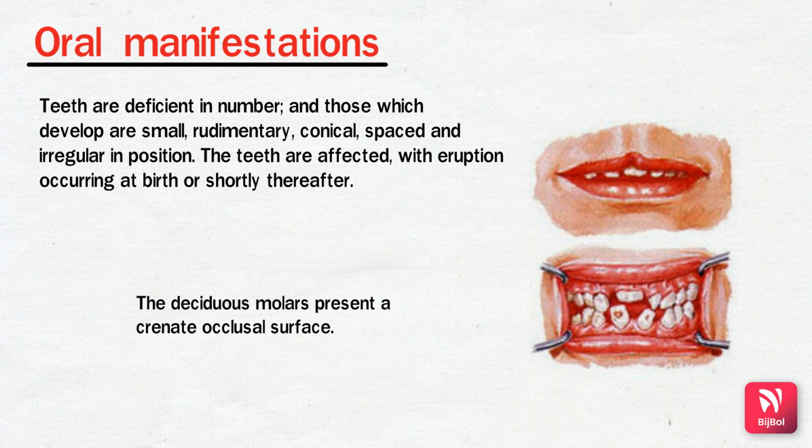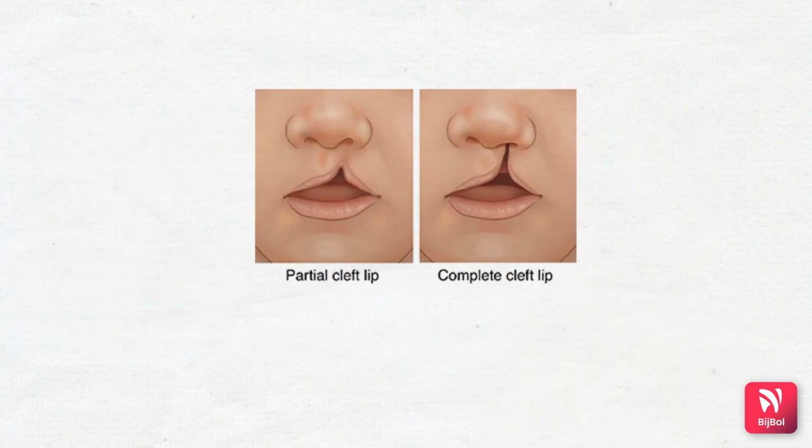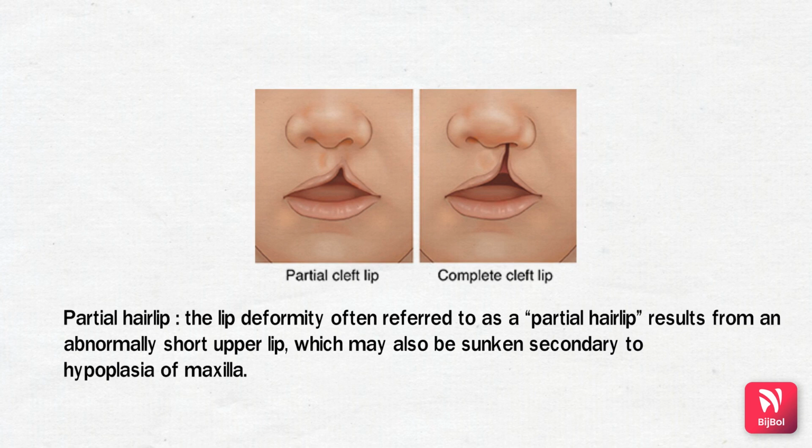There will be presence of a partial cleft lip or a hair lip. The lip deformity, often referred to as a partial hair lip, results from an abnormally short lip, which is also secondary to the hypoplasia of the maxilla, which is sunken during the development.